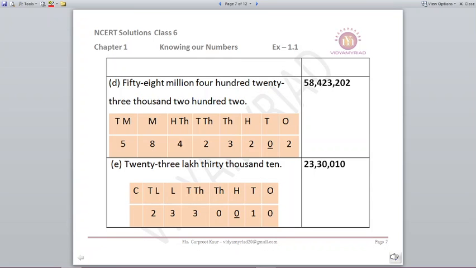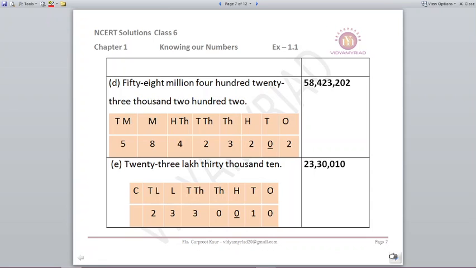D part, 58,423,202. Now this is the case of the international system, where we put commas after every 3 digits. That means when we have words like million, billion, trillion, in the international system, we use this type of language and we put commas after every 3 digits. We will start from the right and move towards the left. So after every 3 digits put a comma.